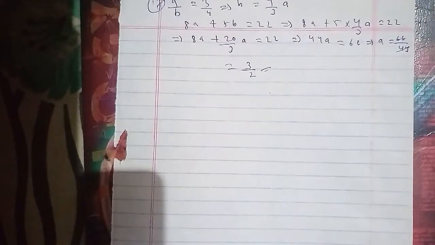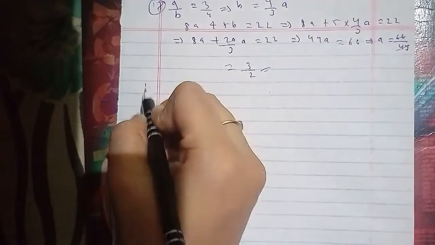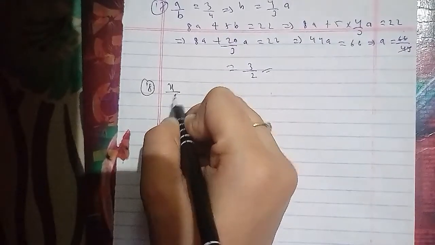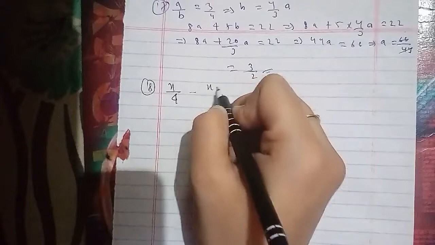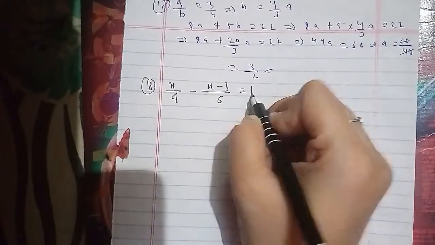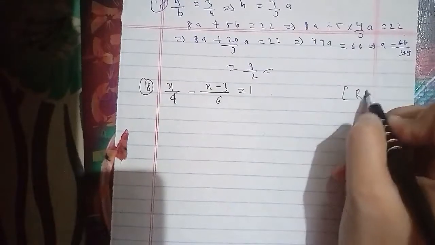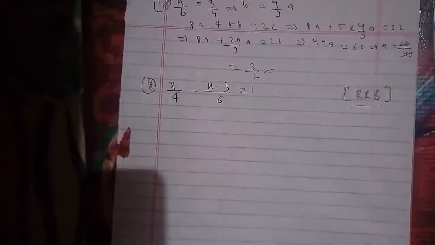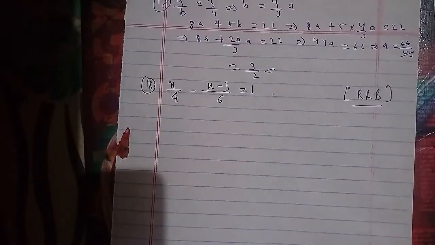Let's go ahead with the other question, that is the 18th question of the session: x upon 4 minus (x minus 3) upon 6 equals 1. This is a very important question that has been asked in the RRB examination paper, and it is also an important paper with respect to competition.